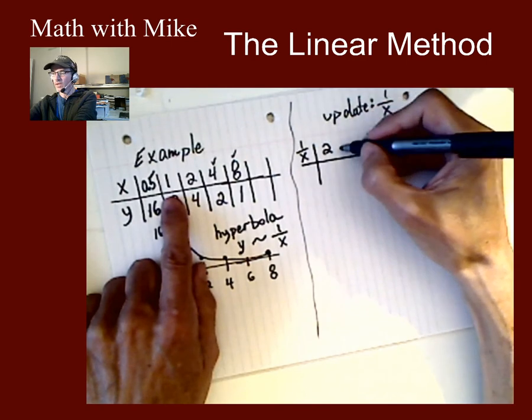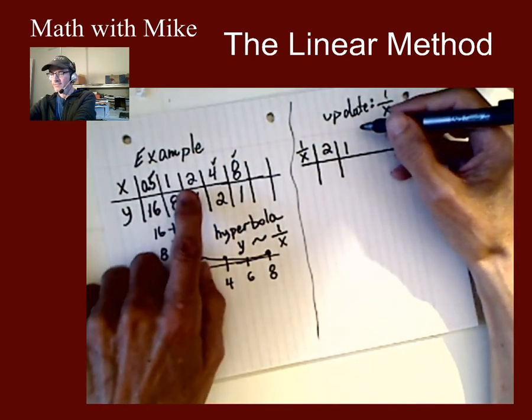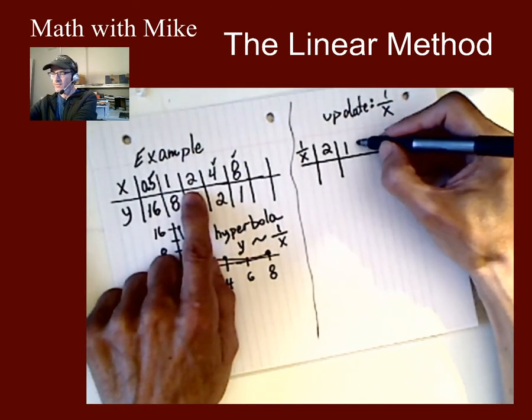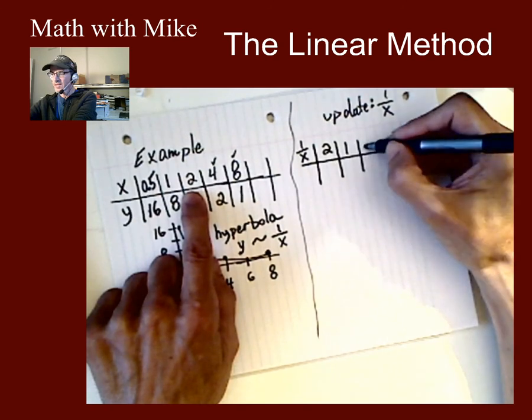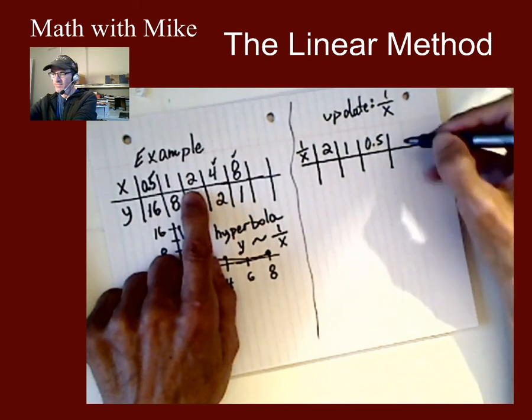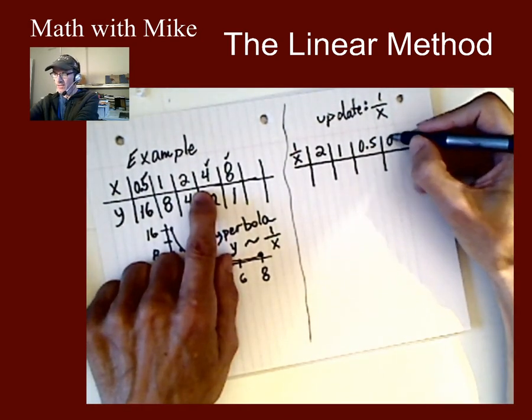1 over 1. Well, that's just 1. 1 over 2. That's 0.5. Now 1 over 4 is 0.25.